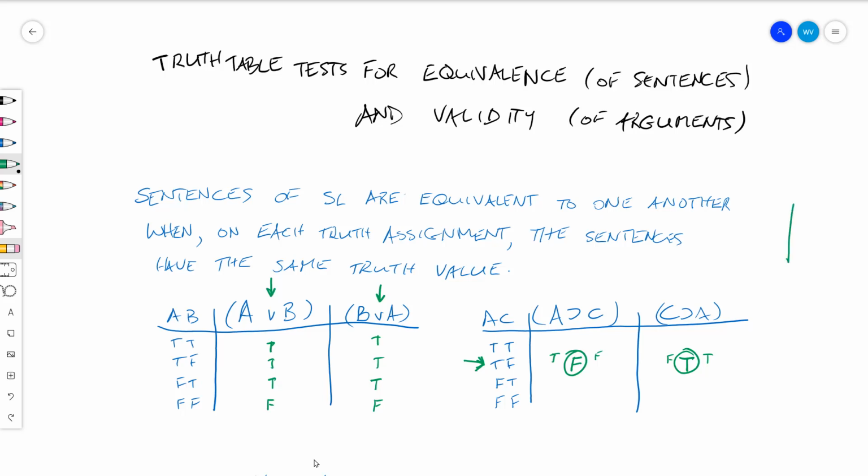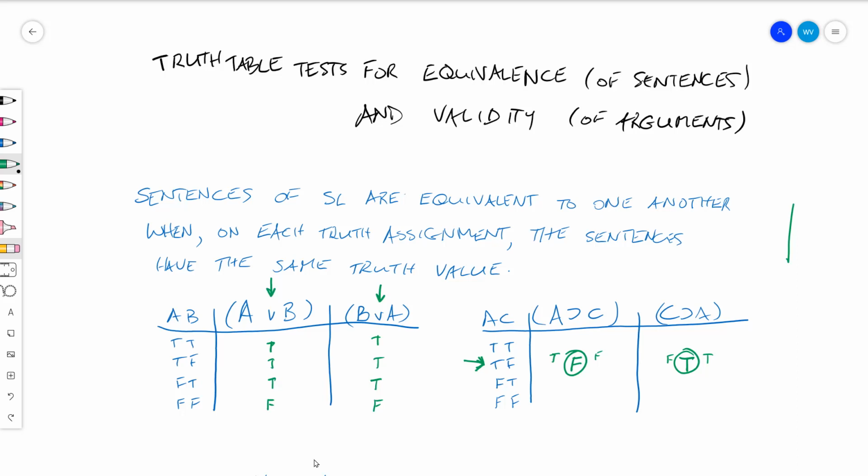It says that two sentences of the SL are equivalent to one another when, on each truth assignment, the sentences have the same truth value. Well, this second truth table shows the opposite kind of situation. This is a case where these sentences are not equivalent because there is at least one truth assignment where the two sentences have a different truth value from each other.